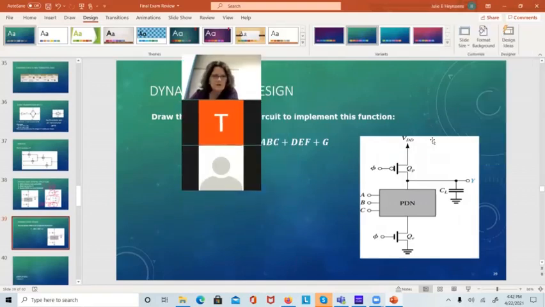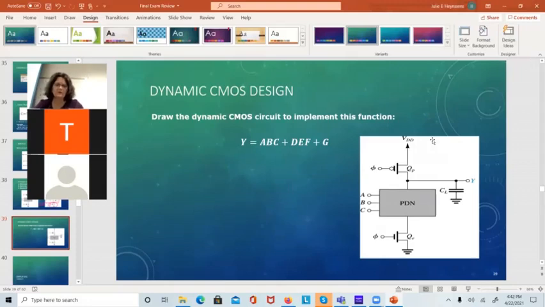So if we want to draw the dynamic CMOS circuit to implement this function, it doesn't have a bar over the top, so we've got to use De Morgan's theorem. Put a double bar over it. Y equals A bar or B bar or C bar, and it with D bar or E bar or F bar, and it with G bar bar. I hope you guys can see that.